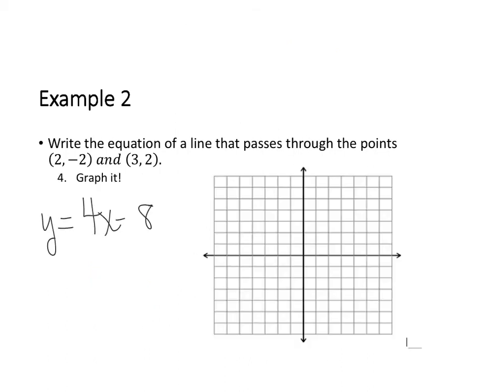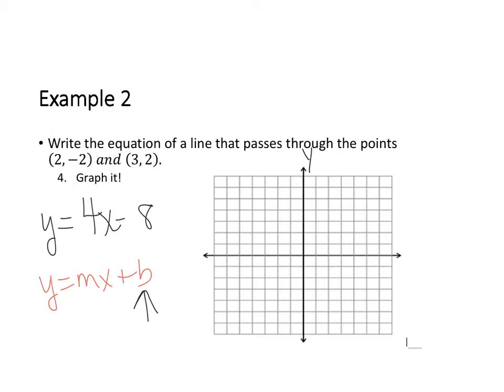And finally, the last thing I have to do with this example is I have to graph it, and that's why I put it in slope-intercept form, because it's my format for building a graph. So first of all, my slope-intercept form is y equals mx plus b. My b is my y-intercept. The vertical is my y-axis.